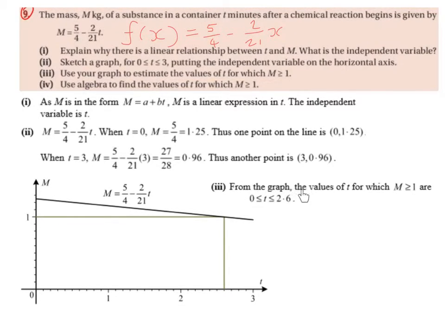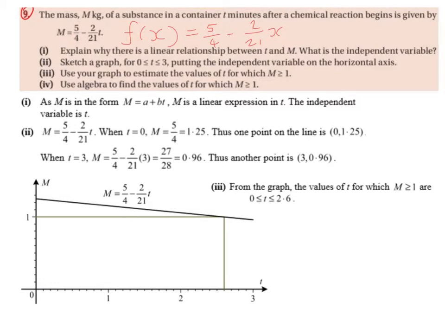So from the graph, the values of t for which m is greater or equal to 1 are going to be t values greater or equal to 0 and less than or equal to 2.6. So this point on our graph here is approximately 2.6. So from 0 to 2.6 are our values of t for which m is greater than or equal to 1.